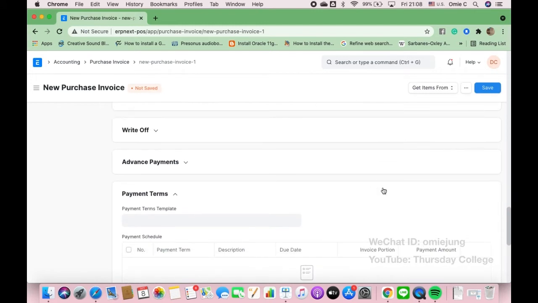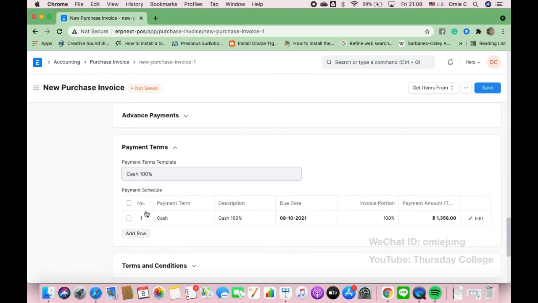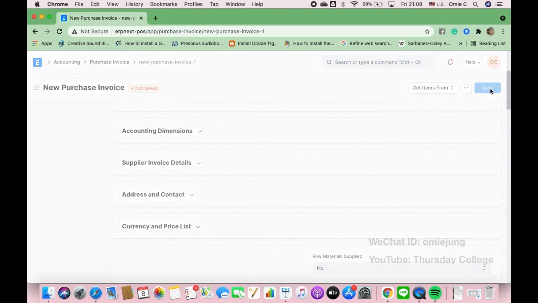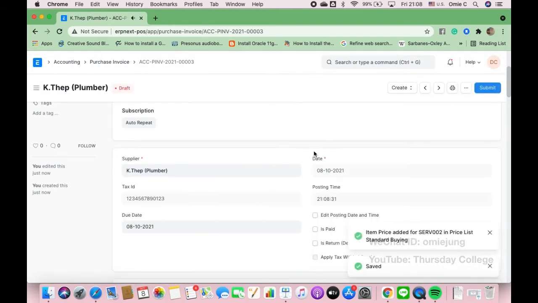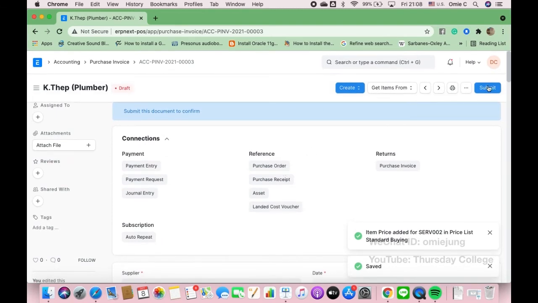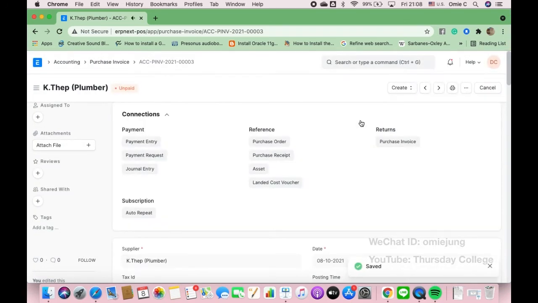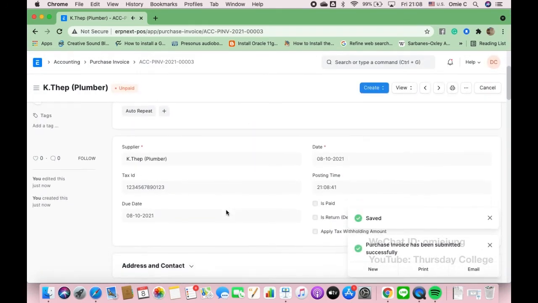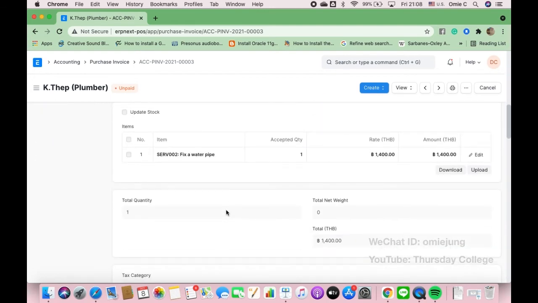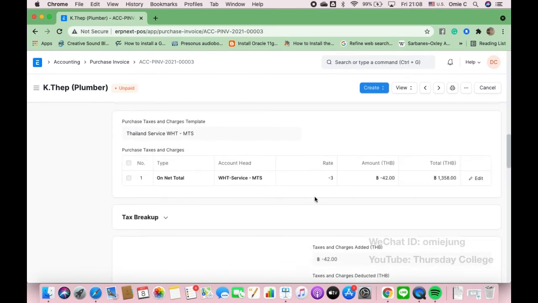And then we have the payment term that is supposed to be cash, so we just pay cash to him. We didn't need to put the terms and conditions. And then that's it, we just save, and then we agree to pay him 1400 baht, so we just submit. And then set yes, so it means we purchased the service from the plumber already, 1400 baht, but we have the withholding tax, 42 baht.